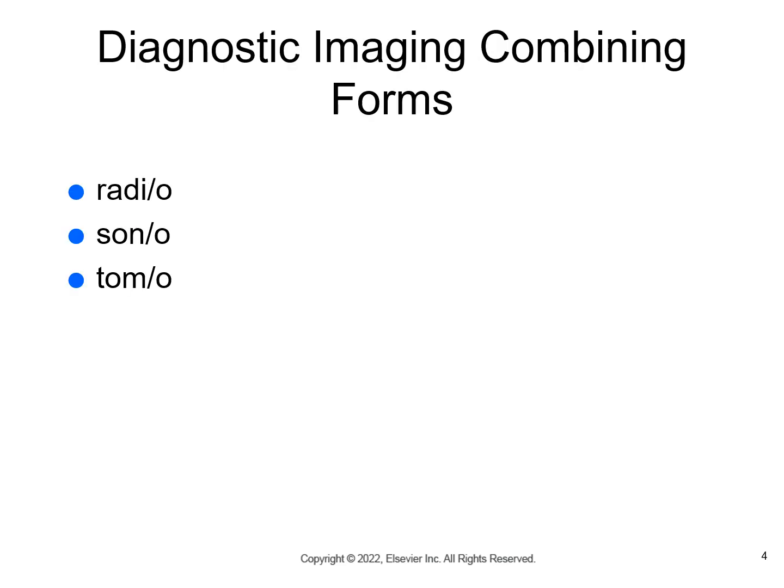Some combining forms that we see with diagnostic imaging are radio, meaning X-ray, or pertaining to radiology. Sono, which means sound, so like ultrasound would be a sonogram. And then tomo, which means to slice, cut, or section. So we do sectional images with MRI and CT scans.